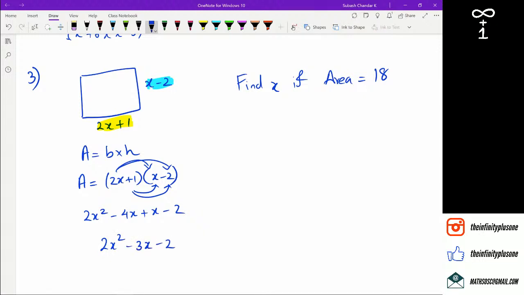Now this part right here should get you an achieved straight away. Now we're finding x if the area equals 18. So we're going to go 2x squared minus 3x minus 2 equals 18.